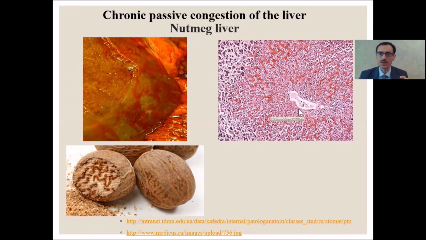And here you see the dilatation of the sinusoids and the bleeding of erythrocytes into the stroma of the liver. So here, in this area, we see the red color. In the periphery, due to hypoxia, fatty degeneration of the hepatocytes develops here.